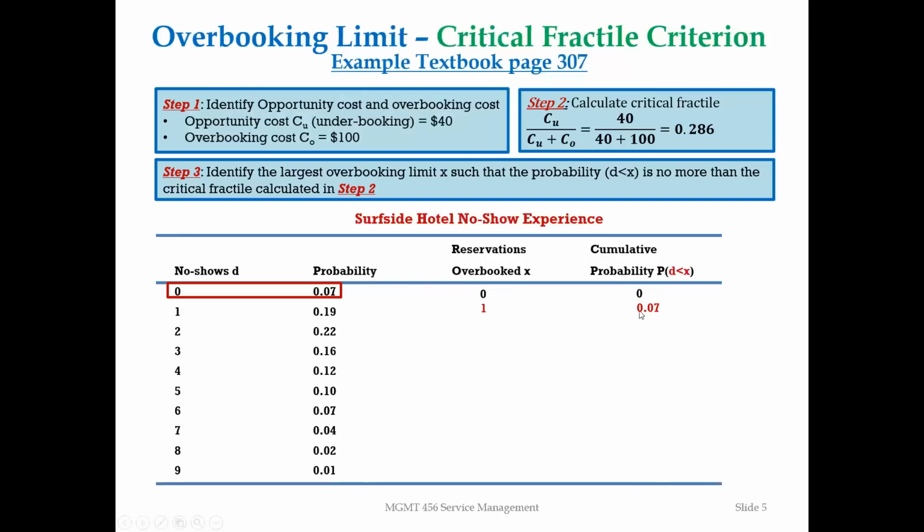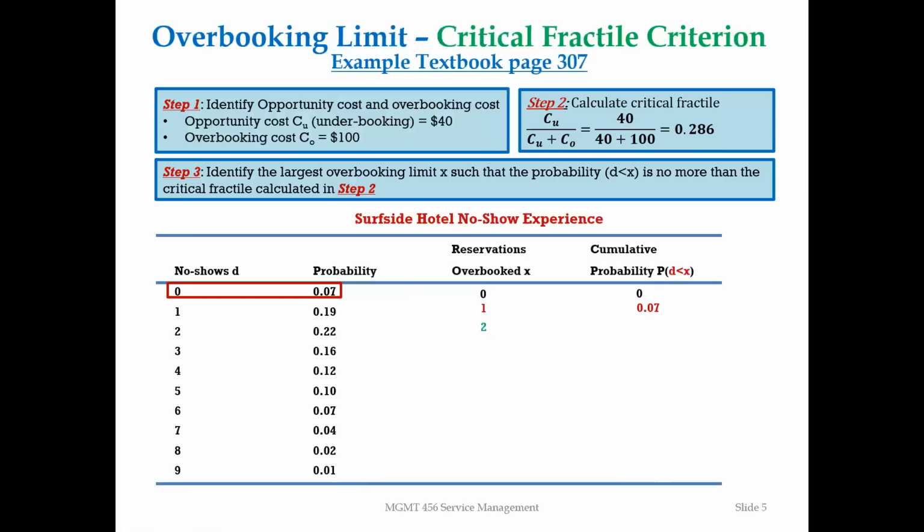Then we compare this number to the critical fractile, which is 0.286. Does 0.07 exceed 0.286? The answer is no. If the answer is no, we continue. If the answer is yes, we stop. So we continue in this case because 0.07 is less than 0.286. In other words, 0.07 does not exceed 0.286. So what's the next overbooking limit? The next overbooking limit is 2.